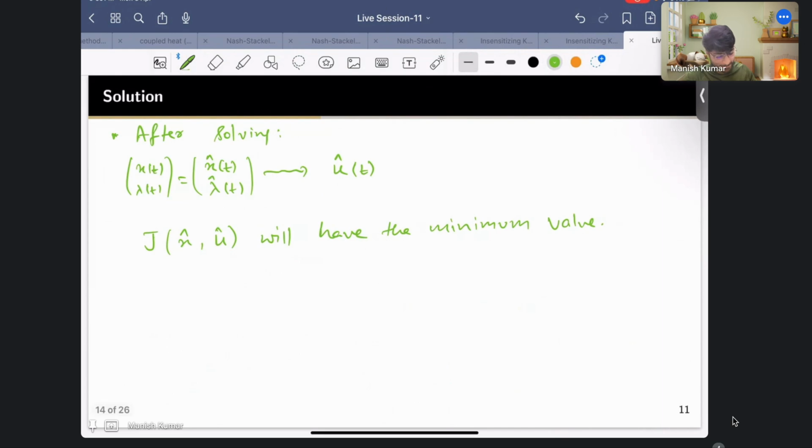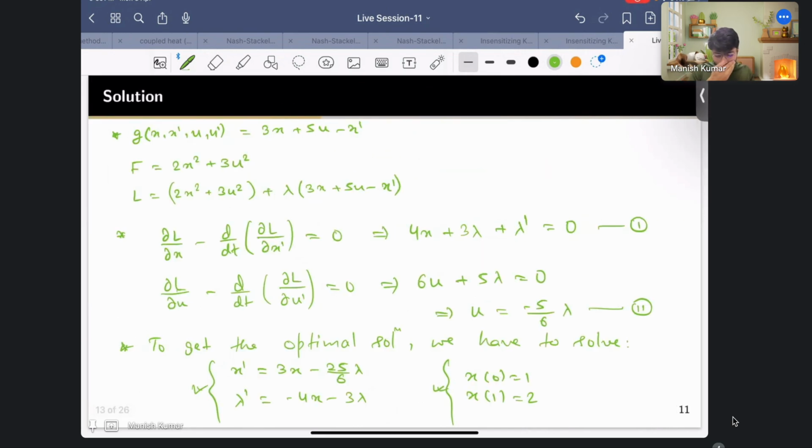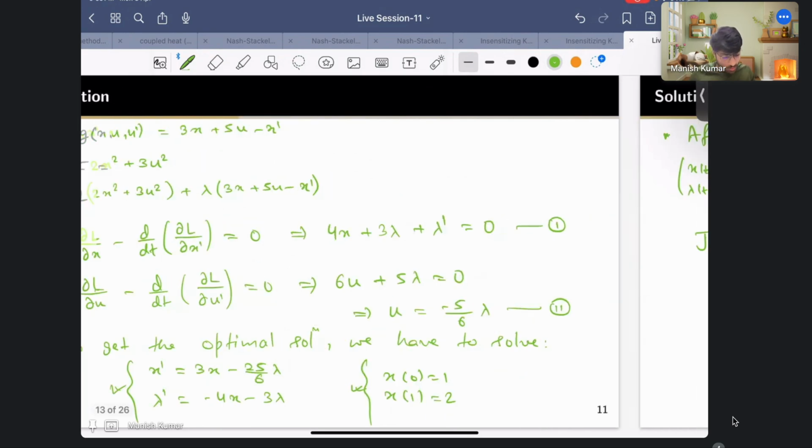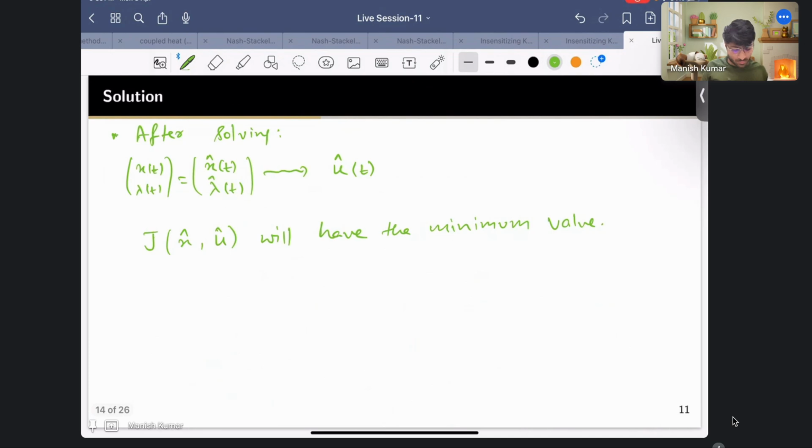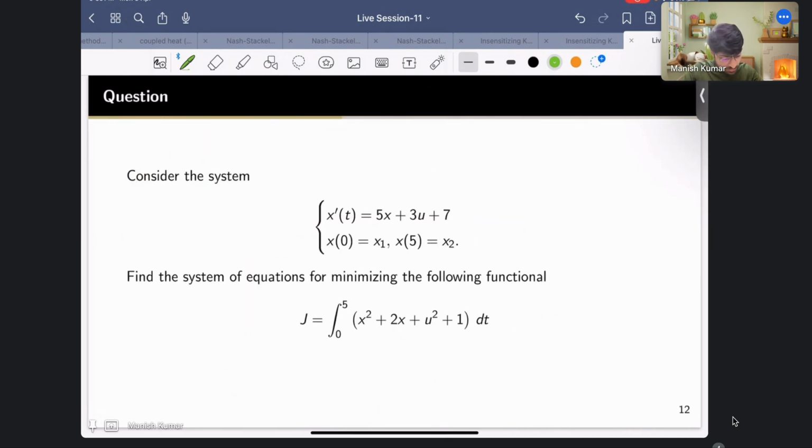Okay, so once you get the solution, you will get the minimum value of j, and you can get what the minimal control is and what will be the state. Okay, so now that's it. So let us come to this problem.